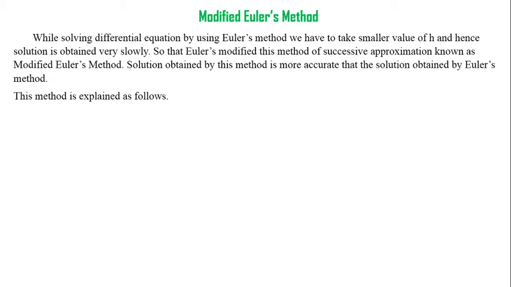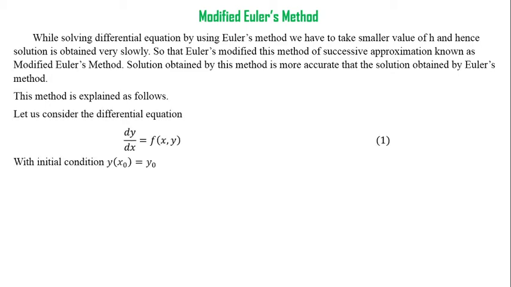Now, why did Euler modify this method? Because in the previous method, that is Euler's method, we have to take a smaller value of h, and hence the solution is obtained very slowly. That's why Euler modified this method, and it is known as modified Euler's method or Euler's modified method. This method is explained as follows.